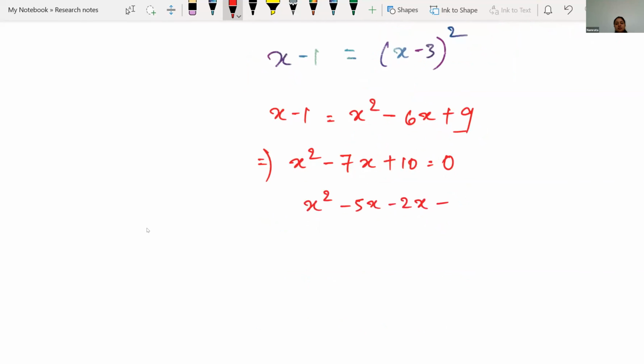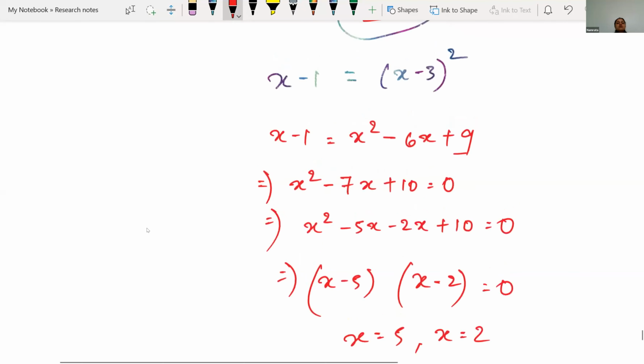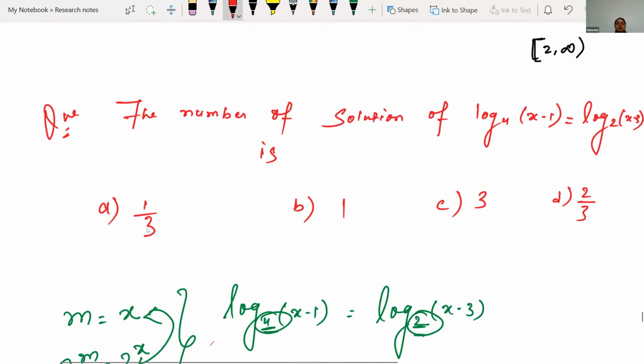Can we? Yes, ma'am. So here we'll have x minus 5 in one bracket, and in another bracket we'll have x minus 2, equal to 0. So we got x value as 5, and we got x value as 2. Two values we got for x, 5 and 2.